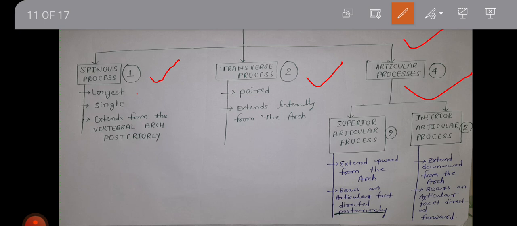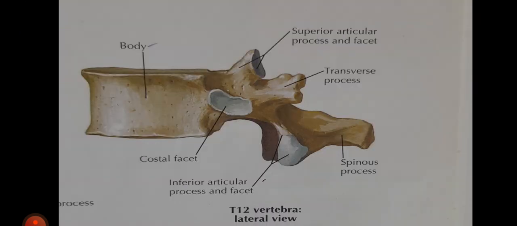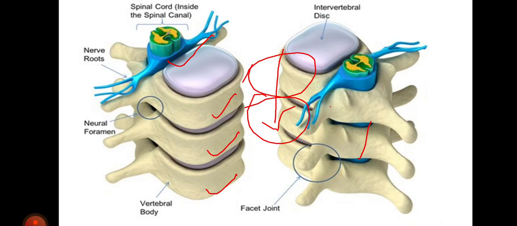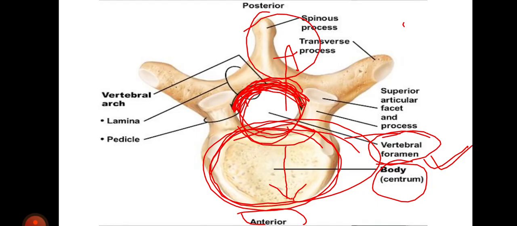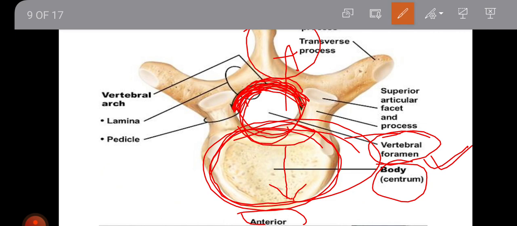Spinous process is the longest process, which is single and extends from the vertebral arch posteriorly. So look at this image. This is the spinous process. This spinous process is single, extends posteriorly. Look, this is the anterior part and this part is posterior, extends posteriorly.